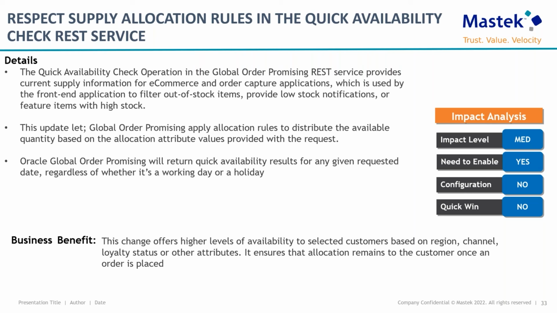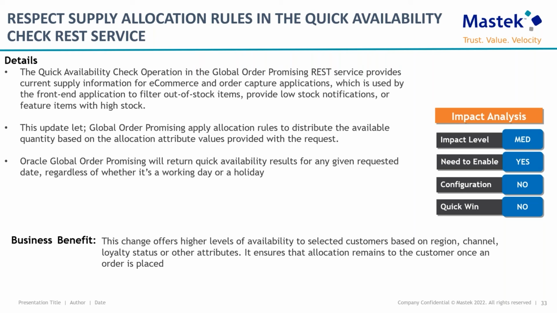A front-end application can use this information to filter out of stock items, provide a low stock notification, or feature items with a high stock. With this update, Oracle Global Order Promising applies allocation rules to distribute the available quantities based on the allocation attribute values provided with the request.